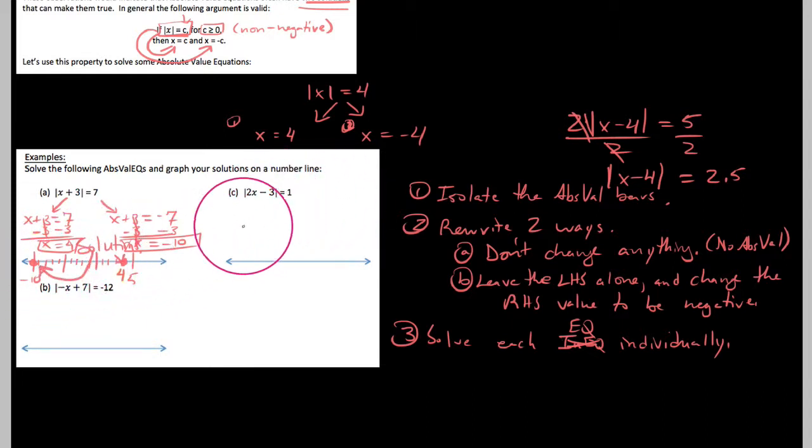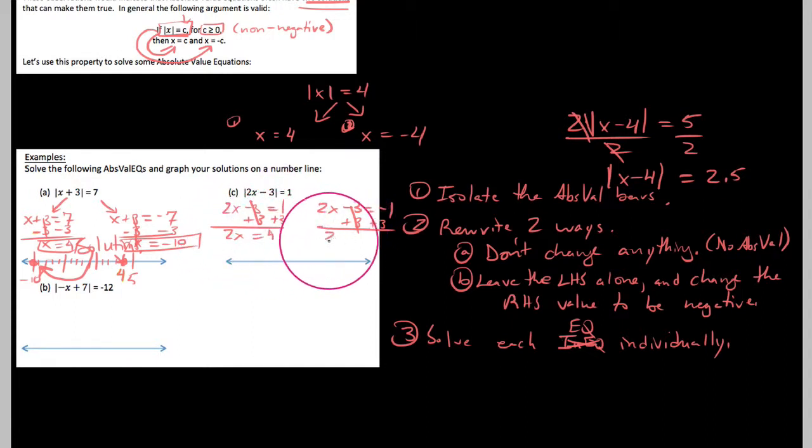So let's take a look at a couple more really quickly. This one, again, we could rewrite 2 different ways: 2x minus 3 is 1, but also 2x minus 3 is -1. Again, we're solving these the same way. In this instance, you're going to see me do them all at once, but that's up to you. We have 2x is equal to 1 plus 3, which is 4, and 2x is equal to -1 plus 3, which is 2.